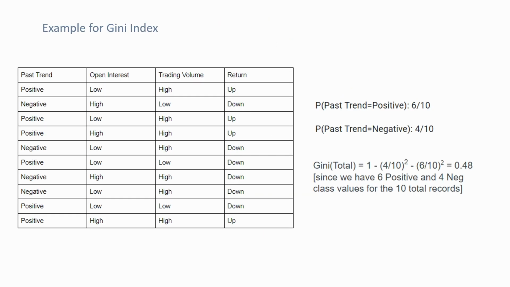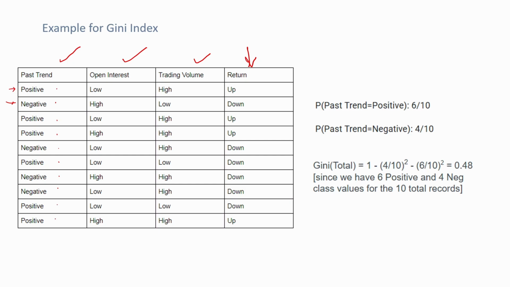Let us consider an example here. We have the features past trend, open interest, and trading volume, and this is the classification we are going to do, whether the return is up or down. For each feature we have to find the Gini index. For past trend, how many data samples are there? You can count: 1, 2, 3, 4, 5, 6, 7, 8, 9, 10. So you have 10 samples there.